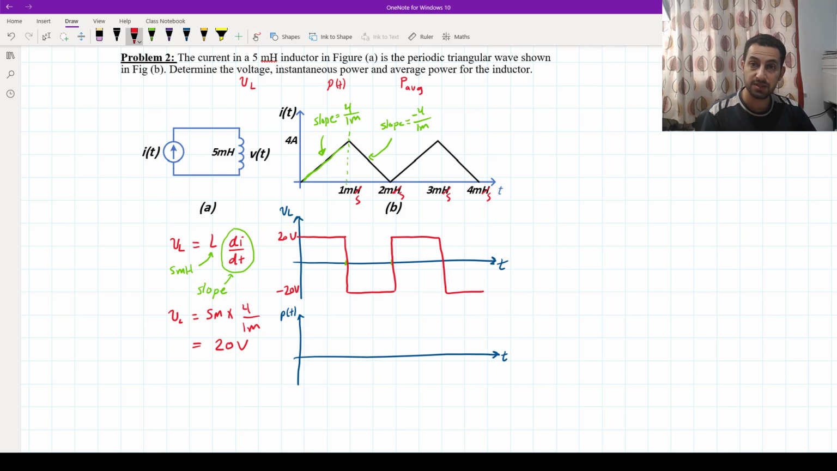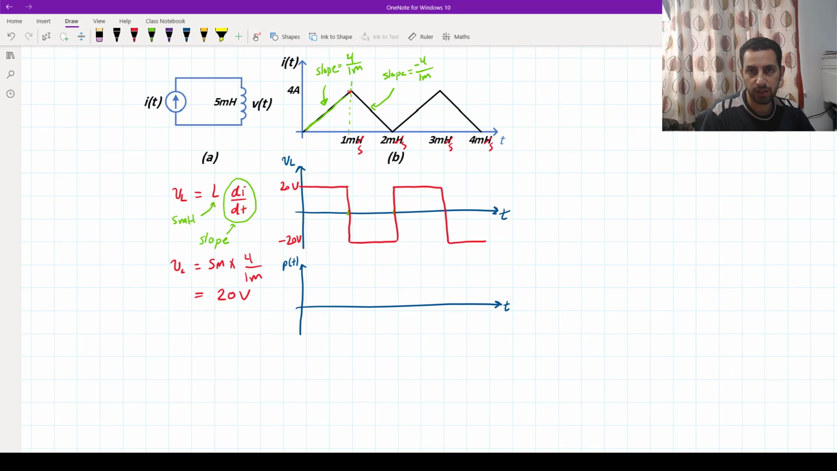This is the voltage across the inductor, and as we see here, the voltage across the inductor can change instantaneously, but the current cannot; it should change gradually. To calculate the instantaneous power, we multiply the voltage and current. Looking at the voltage, we have a constant voltage times a linear function, so it will be the same linear function but scaled by the voltage.